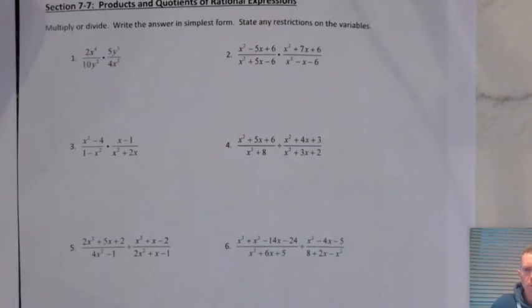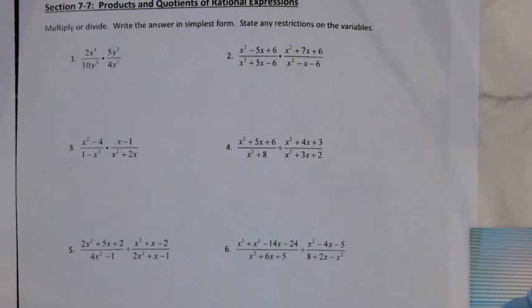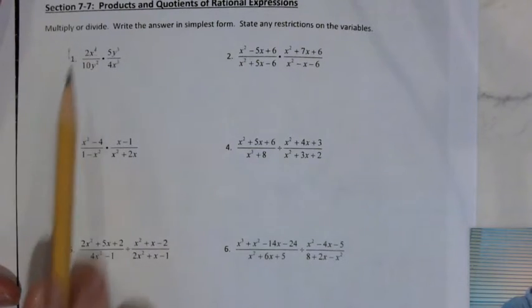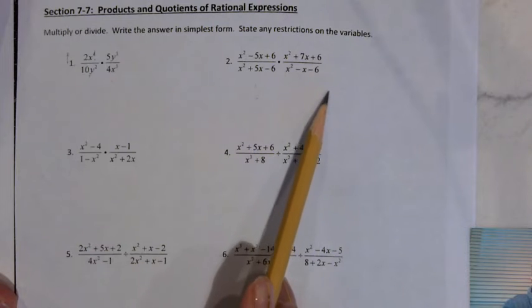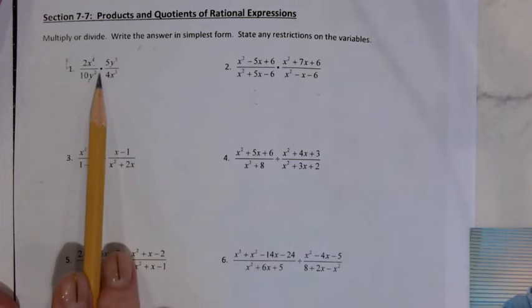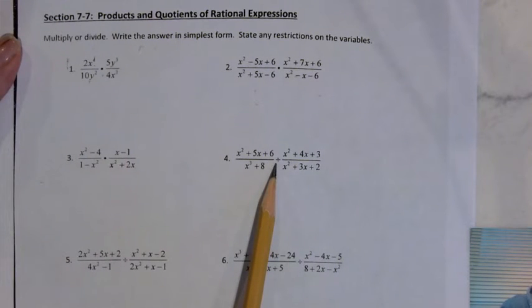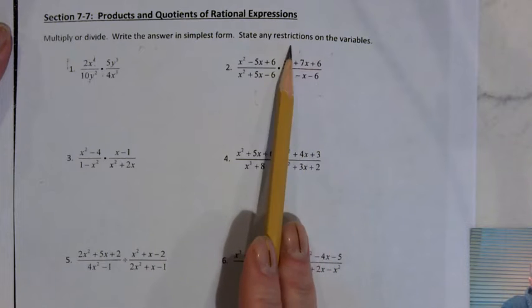We're in your packet, go to section 7.7, products and quotients of rational expressions. We're going to do a few of these together. This is when you have rational expressions and you're multiplying or dividing. Rational expressions are just expressions with ratios, fractions. What we want to do is the multiplication or division. Some of these are multiply, some of these are divide. Then we want to do that operation, simplify everything, and state any restrictions on the variables for our domain.